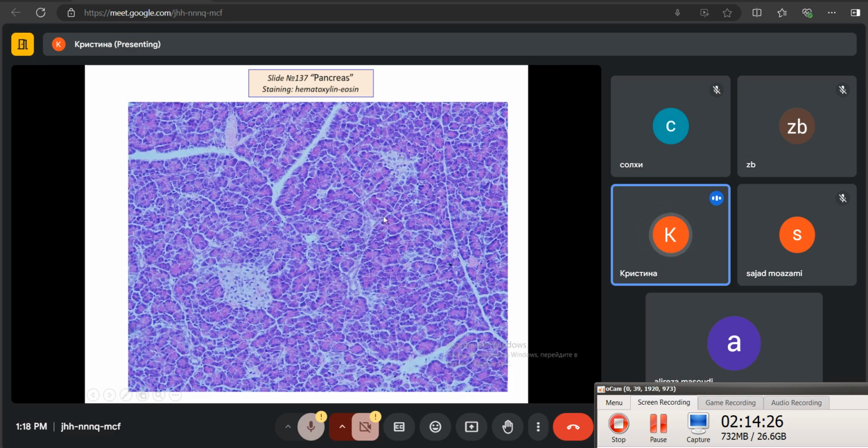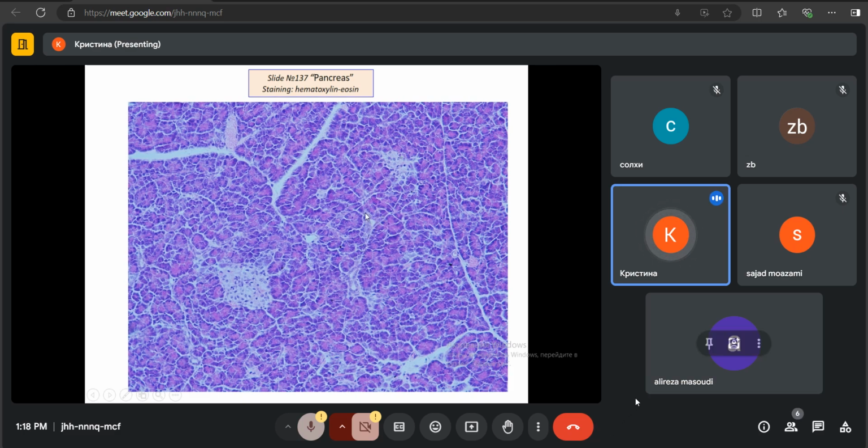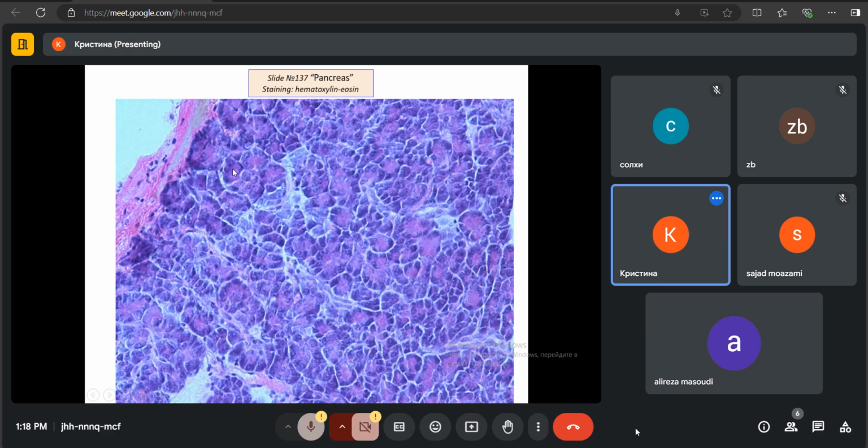Here we see the intercalated duct. It is branching and it is composed of flattened cell nuclei. Another islet of Langerhans here, and maybe here, the tiny one. This can be the blood vessel, and here also blood vessel, the small venule. In this picture here we see the intercalated duct because it is composed of simple squamous epithelium here and here also.